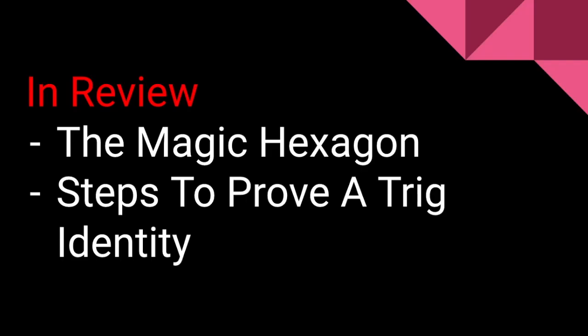So now that you have a basic understanding of proving trig identities, I'm going to review very quickly the key steps and tools to prove them. The most important tool in order to prove a trig identity is the magic hexagon. You must know this in order to properly get to your final answer. In addition, you must know the steps to prove a trig identity. Step 1 is to identify the most complicated side of the equation. Step 2 is to write out the magic hexagon.